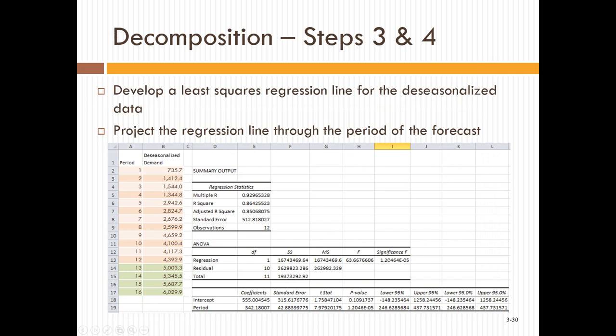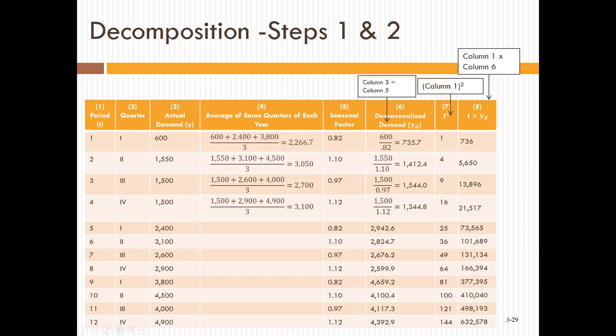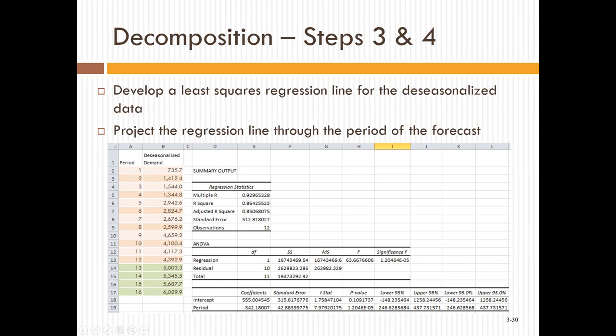Okay? All right, and we can also then transition this into Excel, and we're going to develop a least squares regression line for the deseasonalized demand. So we're going to take that deseasonalized demand, which if you recall comes from column 6, and we're going to have our time periods where we currently have 1 through 12, and we're going to predict 13 through 16, and there's our deseasonalized demand.